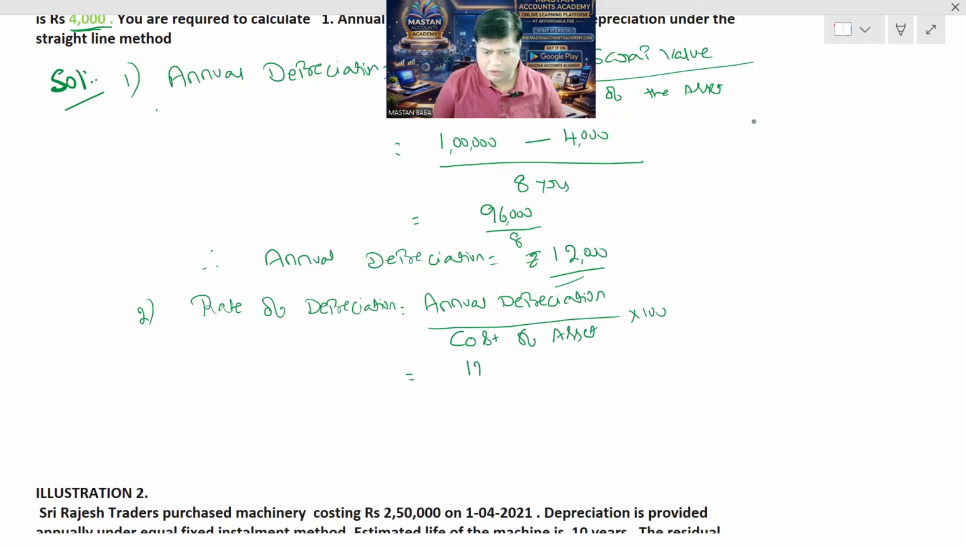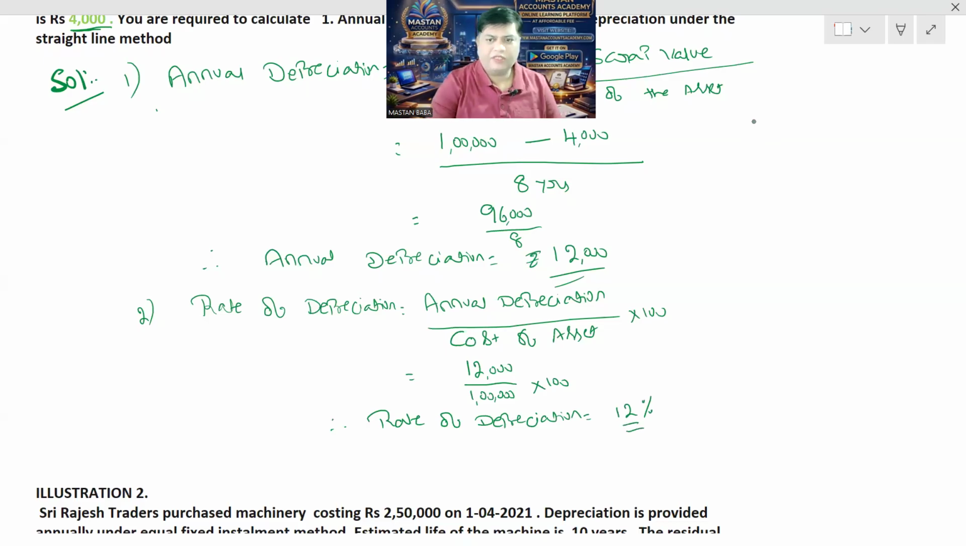12,000. We found it earlier, didn't we? 12,000. What is the cost of the asset? 1 lakh. You can see here. So 12,000 divided by 1 lakh into 100. Therefore, rate of depreciation is equal to 12%.